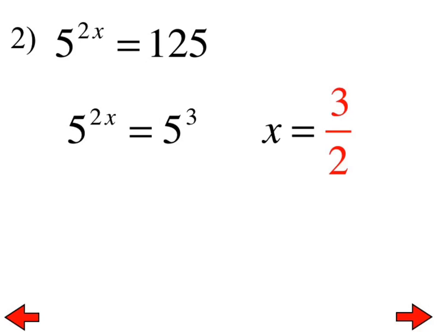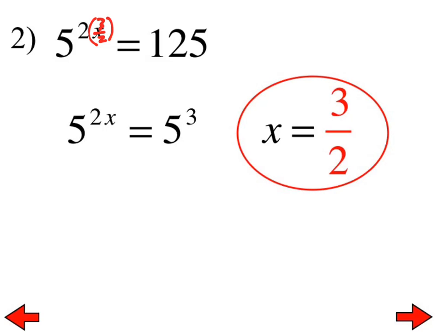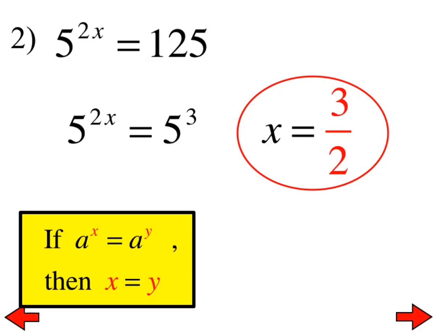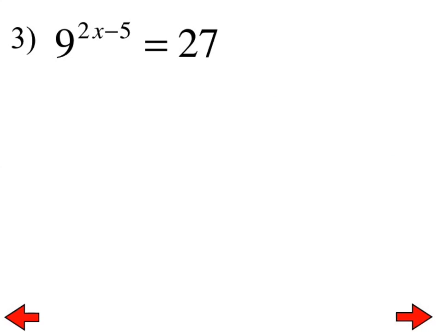Now, if we wanted to check that, we could easily check by substituting 3 halves in here for x. And then we do a little bit of simplifying. On the left-hand side, we have 5 to the third, and we do know from doing many problems like this one that 5 to the third is equal to 125. All right, and once again, we're utilizing that property right there. All right, everybody try number 3.